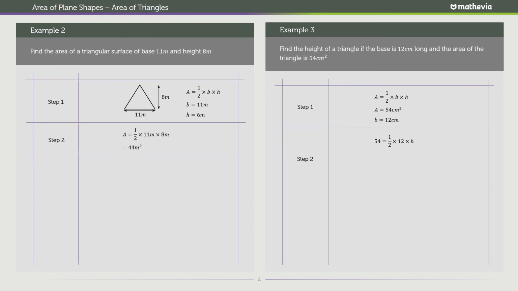So we have that 54 is half times 12 times height. Okay, we have that 54, half of 12 is 6. So we have 54 equals 6 times height. Now 6 times something equals 54. Basically, height would be 54 divided by 6. And we have our height as 9 centimeters. Very simple, very straightforward.